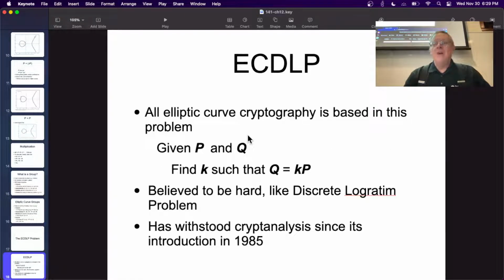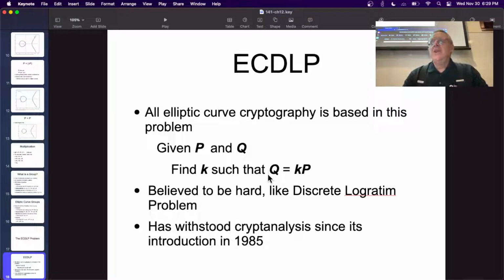You always have to have a hard problem. So if I have P and Q is K times P, finding K turns out to be very difficult. This is like the discrete logarithm problem. Since adding P again and again does crazy random things, it doesn't just add like normal numbers, it's very hard to find out how many times you'd have to add P to itself to get Q. And that is the hard problem.